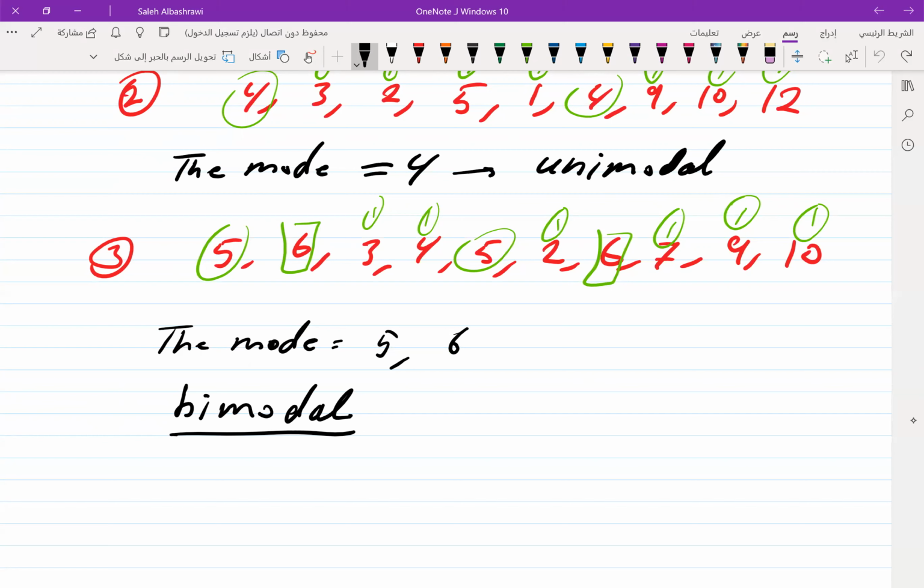So this is the idea, and in the coming part, I'm going to speak about grouped data, how to find the mean, mode, and median of grouped data. As you can see, these data are not grouped. The coming part will be about grouped data, speaking about the frequency distribution, and then we need to find the mean, mode, and median.